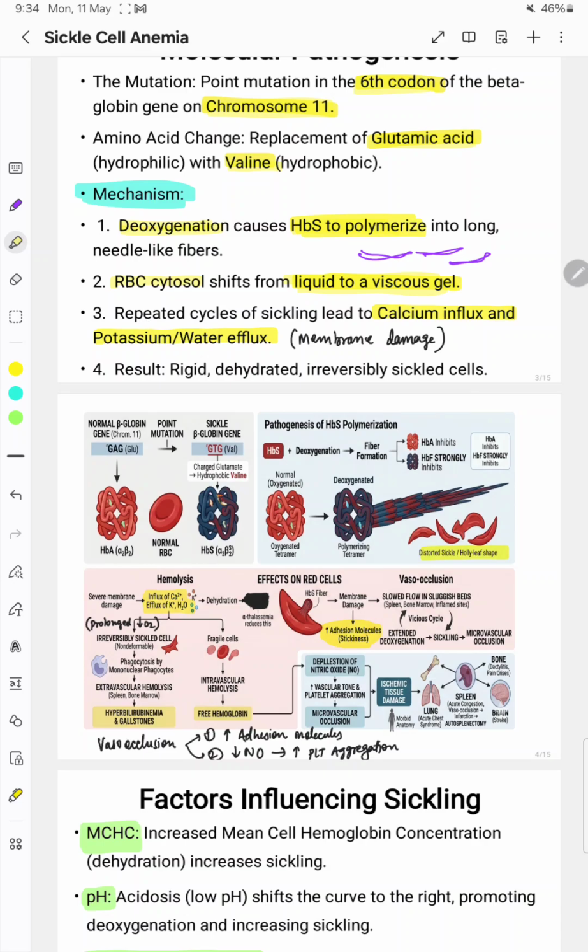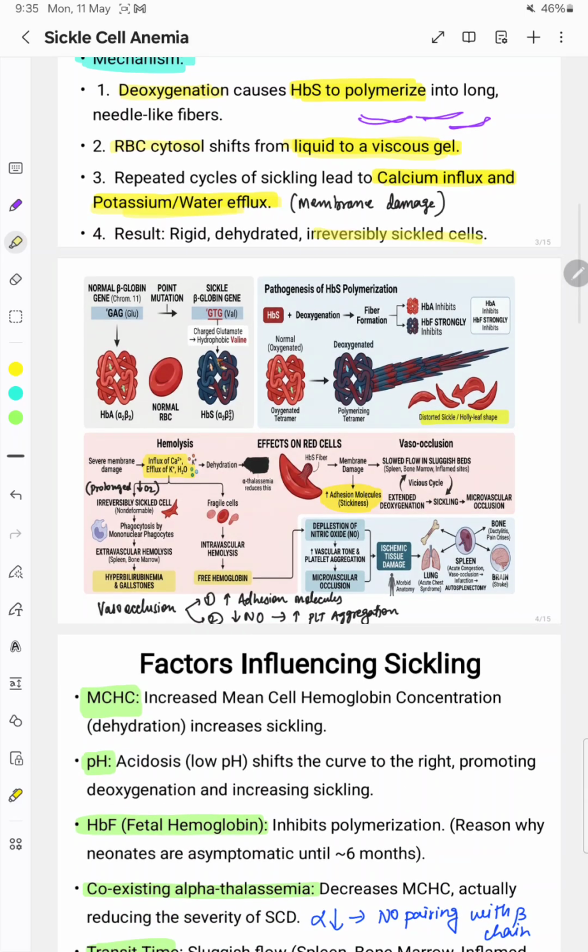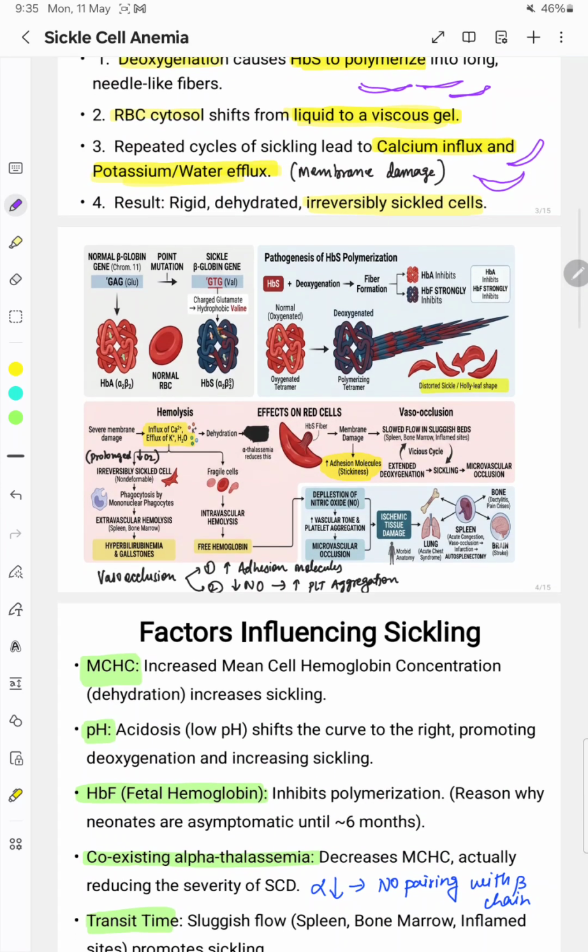Repeated or persistent hypoxia results in the formation of needle-like crystals, and they damage the RBC membrane. RBC membrane damage results in calcium influx and potassium and water efflux, and ultimately irreversibly sickled cells will be there. Irreversible sickle cell formation occurs on persistent hypoxia.